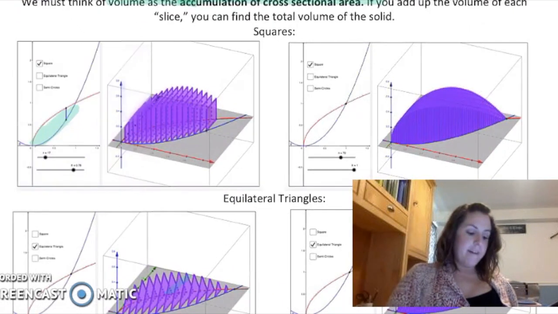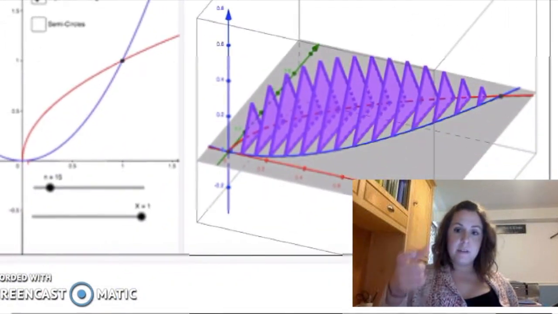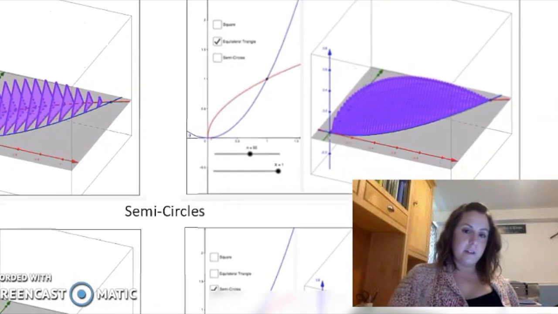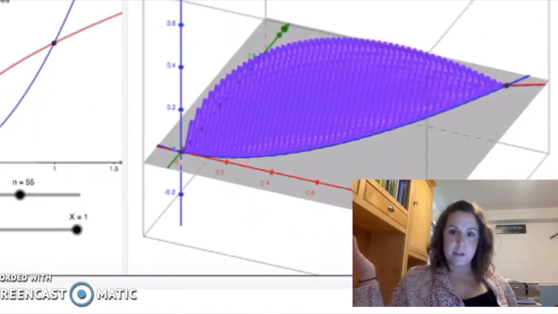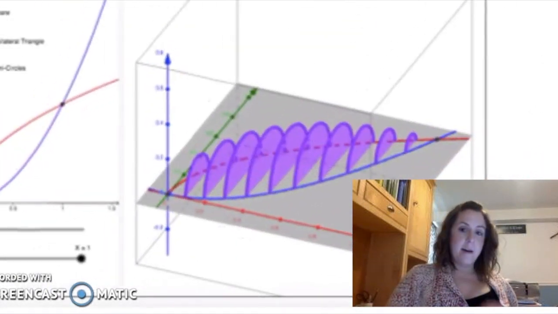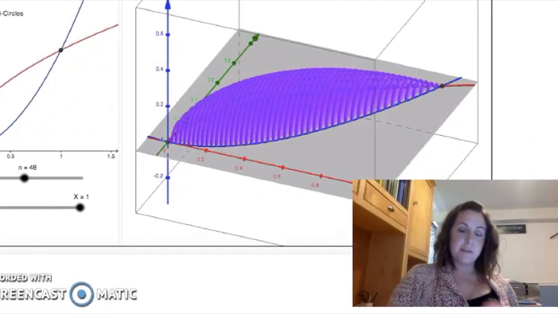Same thing here. I have that same two-dimensional area, and I'm going to lay equilateral triangles on top of it. That's going to look like this solid once they're all stacked. Same thing on this one, same base area, but I'm laying semicircles across the whole thing. If I stack up all those semicircles, it would look like that, curved on the top.